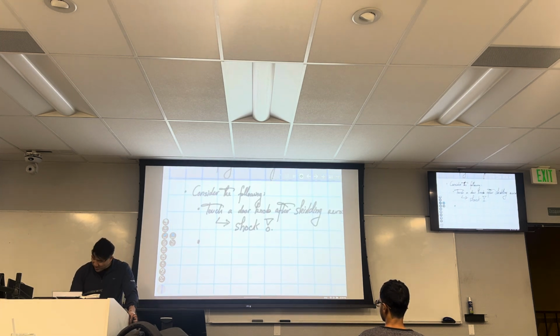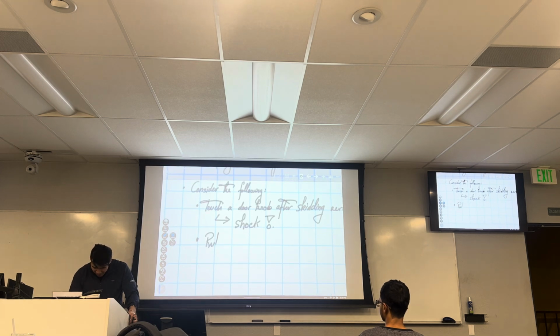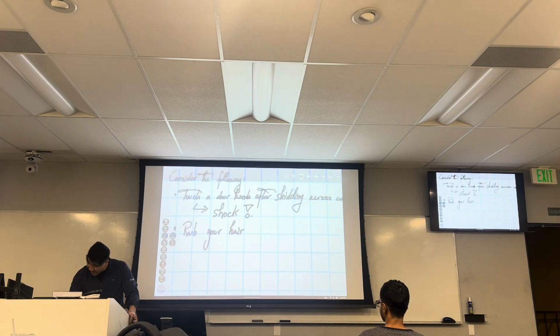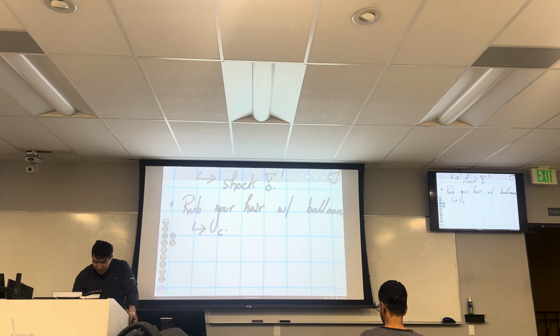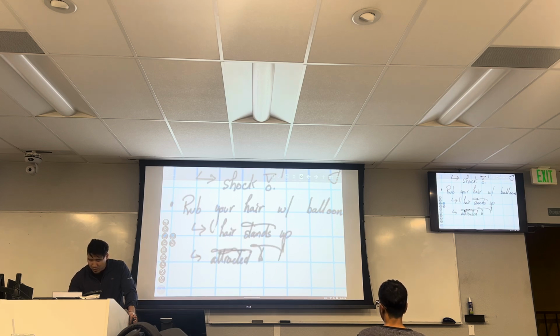What about if you rub your hair, if you have any, with a balloon? What happens? Yeah, it's able to stand up or it's attracted to the balloon, right? So hair stands up, or is attracted to the balloon.